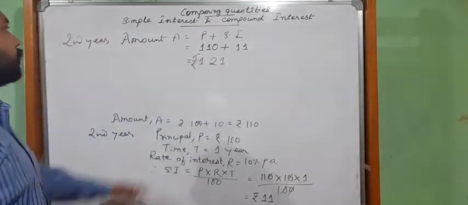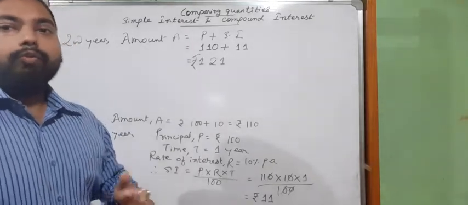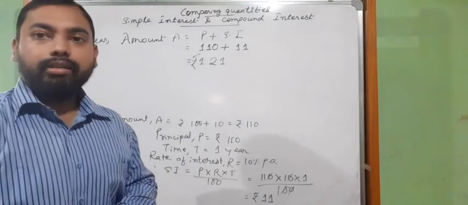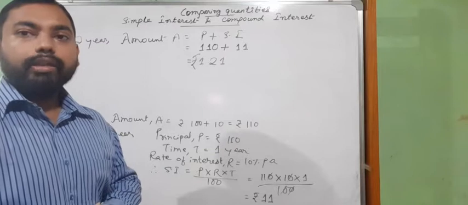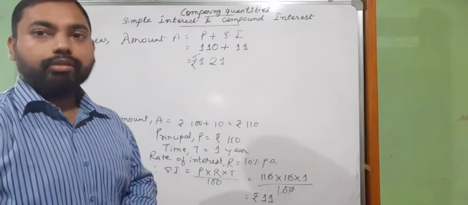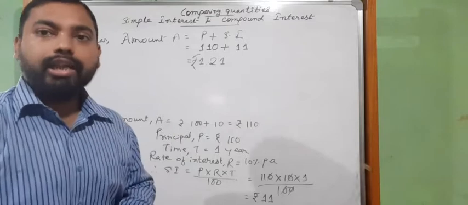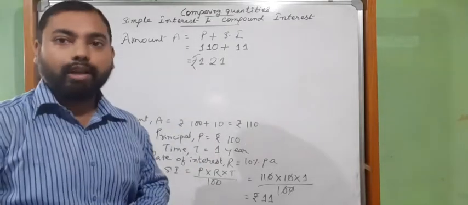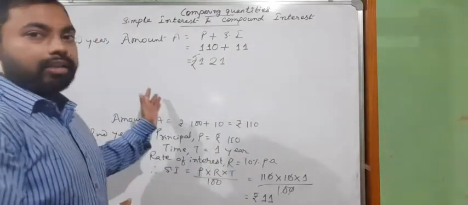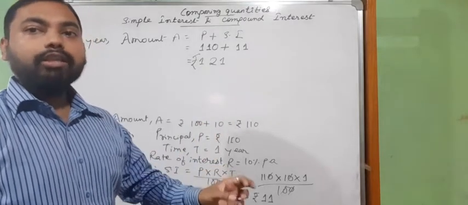So here you have seen that for the second year it is 121. When I did the same problem, taking principal as rupees 100, time 2 years, rate of interest 10%, using the simple interest formula, we saw that the amount was 120, but now it has increased to 121 for the same time, same principal and same rate of interest. So this is the difference, and for the same time, same principal and same rate of interest, compound interest is always higher.